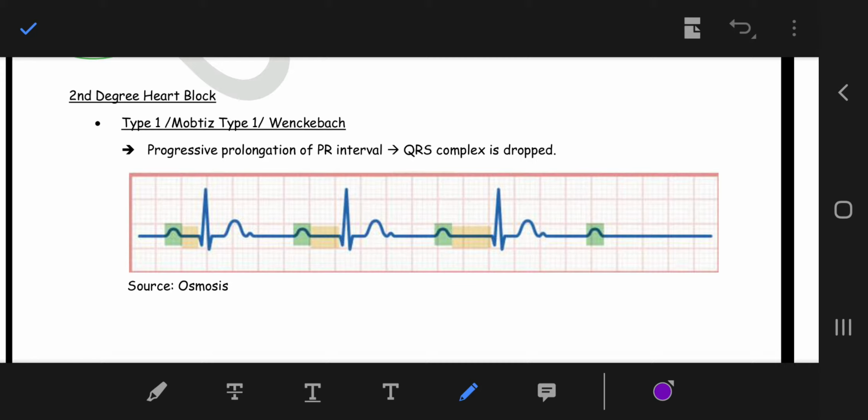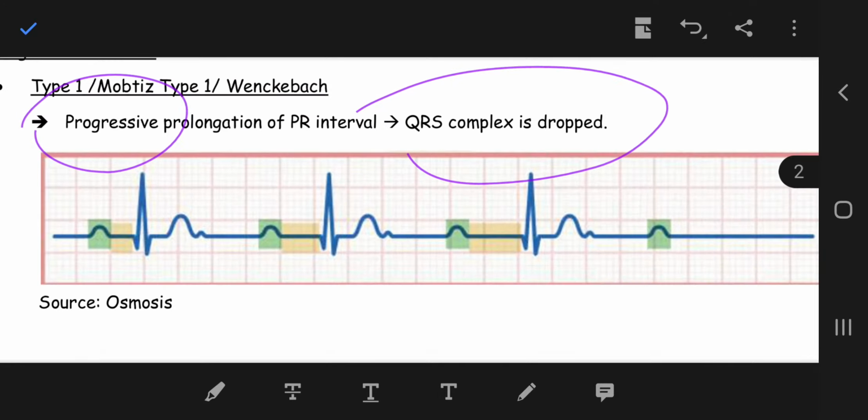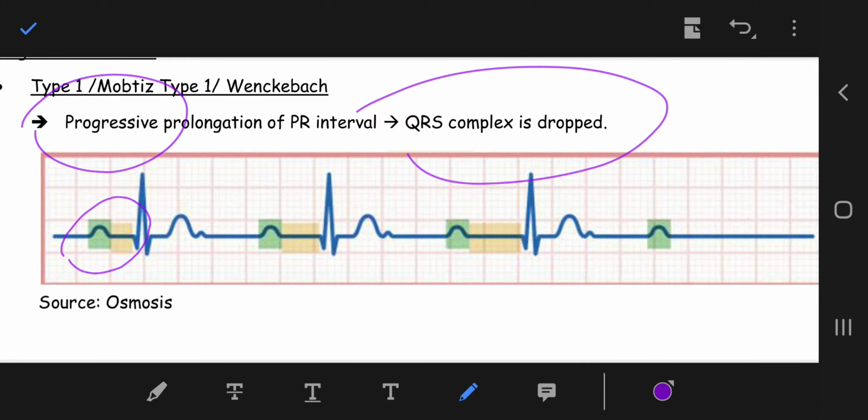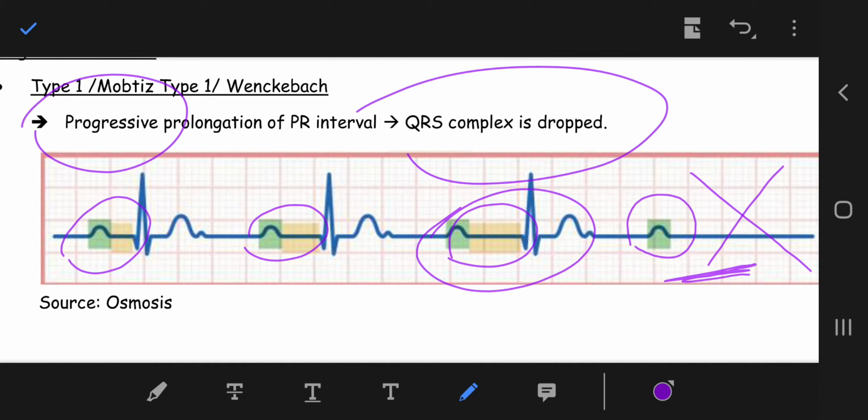Now the keyword here is progressive prolongation as the first keyword, followed by a QRS complex being dropped. So if you focus on this ECG, and if I was to zoom in inside it, you can see here that the PR interval is getting longer and longer, and then you have a P wave, but there is no QRS complex. That's missing. So this is the key thing for Mobitz type 1. With Mobitz type 1, the PR interval gets longer and longer and longer, and then there is a drop in the QRS complex. You can also note down that just before the drop, the PR interval is the longest.